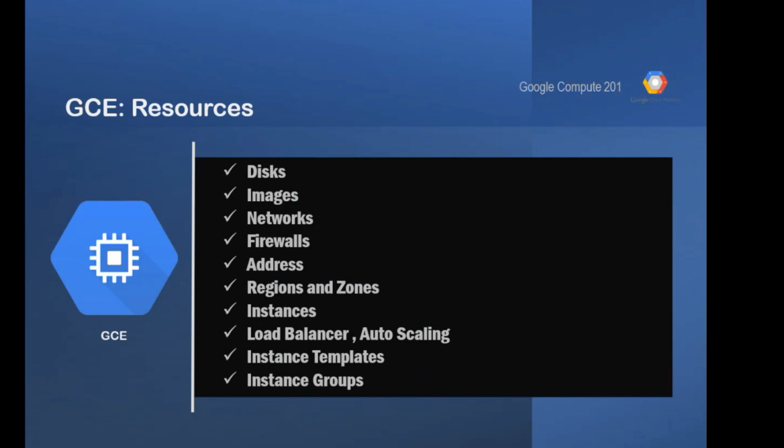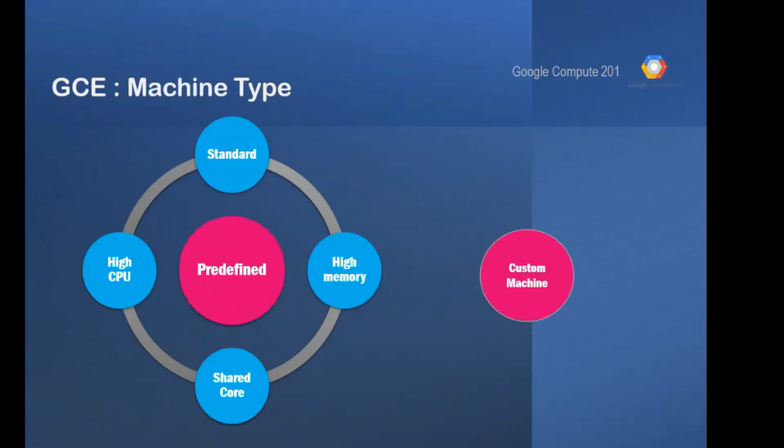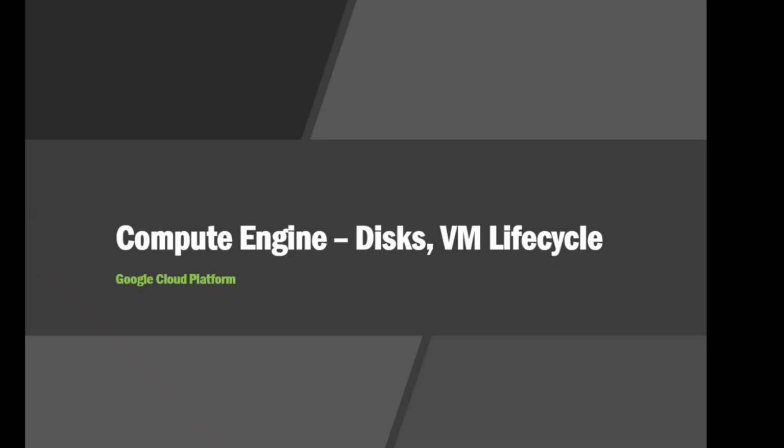So there are different types of resources. Since we have done the lab last day, you may find these types of resources like disk, image, network, firewalls, address, region, zones. Some of the resources we'll talk about today. When you're going to create any instance, we'll find 4 types of machine type. We are going to use any one of the machine types based on our own requirement.